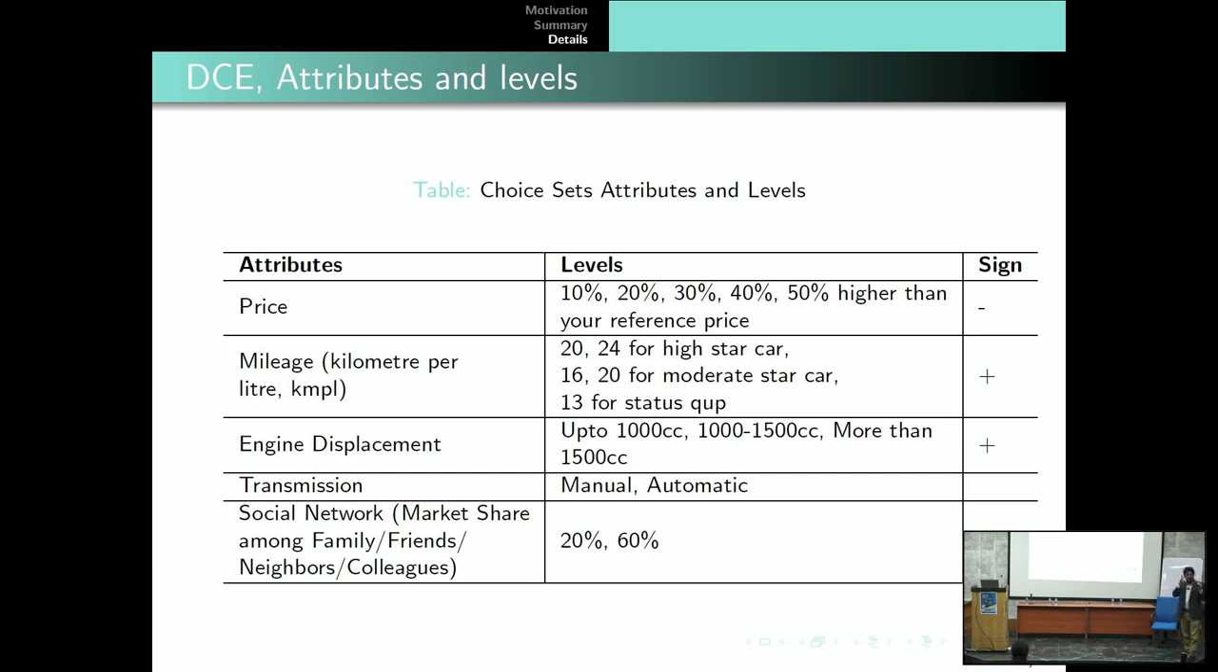Now, one characteristic that I want to highlight that is tricky, but that was important. Social network. We describe it as the market share among family, friends, neighbors, or colleagues of yourself. So, will you buy this car if 20% of your friends, colleagues, all your network also has that car? Will you buy it if 60%? Those are the two values that they took.